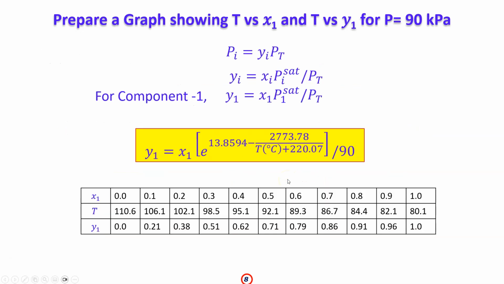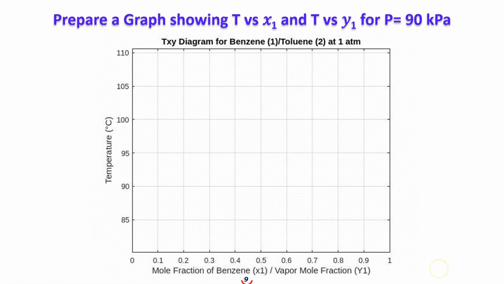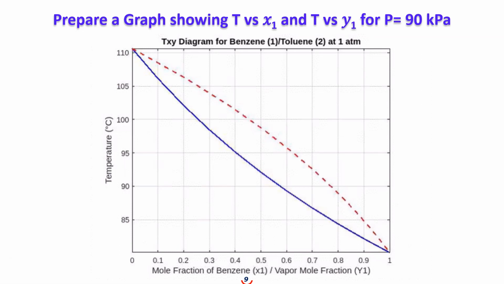So after getting x, t and y1, we can plot that diagram. Now after getting t, x and y data, we can plot the T-x-y diagram. Here we are plotting that. The red line is the y versus t plot, which is the dew point curve, and the one at the bottom is the bubble point curve, which is x versus t.